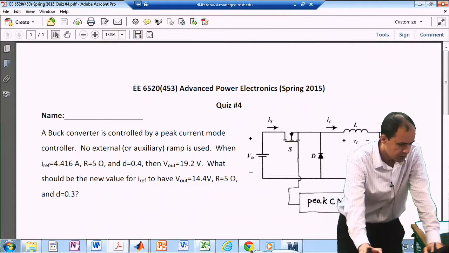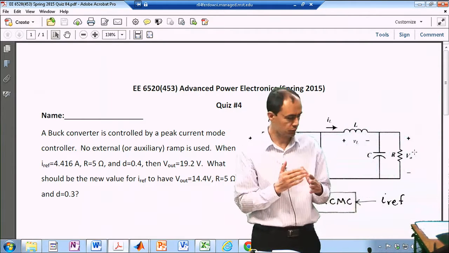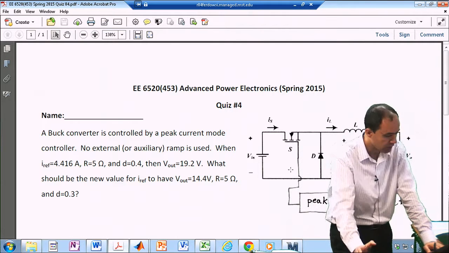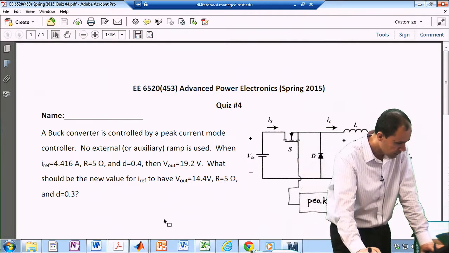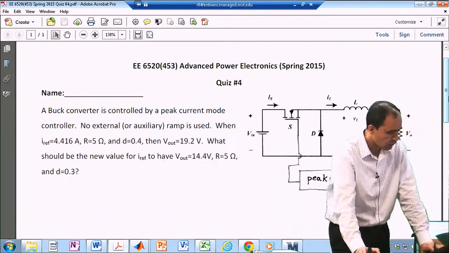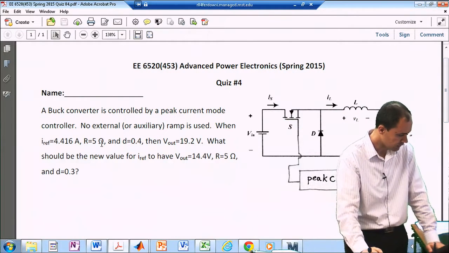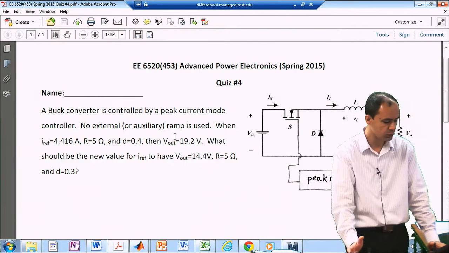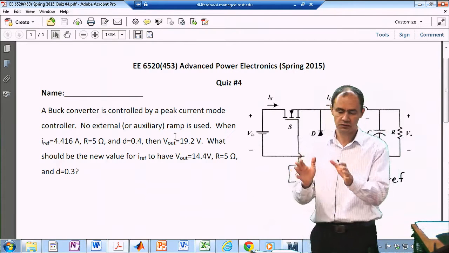So the problem was we have this buck topology which is being controlled by a peak current mode controller. And we are not even using any external or auxiliary ramp, so very, very simple. The reference for the current is 4.416 amperes, and the load is 5 ohms, and the duty cycle is 40%, and then the output voltage is 19.2 volts. And so these pieces of information are provided.